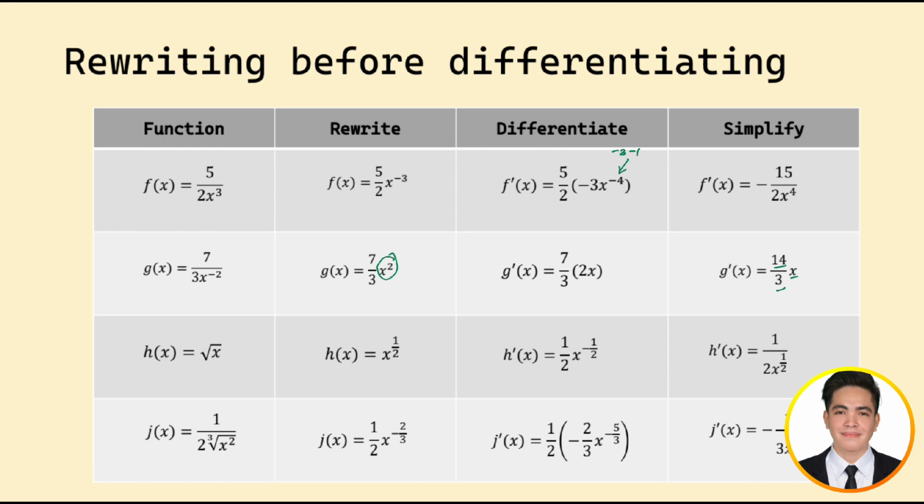The third example is h of x is equal to square root of x. So, sa mga na-discuss natin na rules, walang nakalagay or walang related na rule na paano differentiate ng mga naka-roots. So, ang gagawin natin is we use the technique of rewriting the function. So, take note that square root of x is just equal to x raised to 1/2. So, ang gagawin natin dito, since okay na to, pwede natin gamitin yung power rules. So, we can differentiate the function easily.